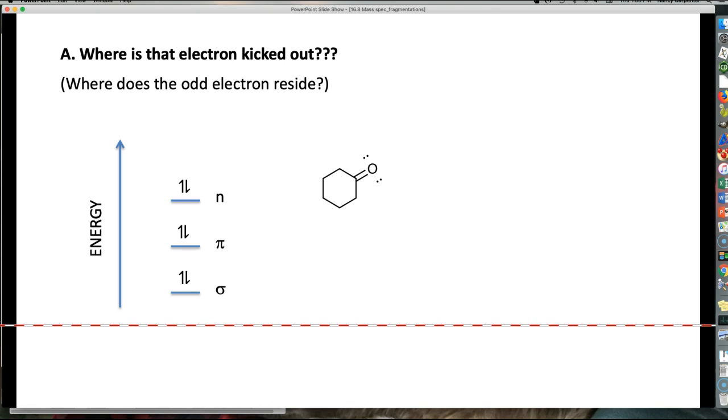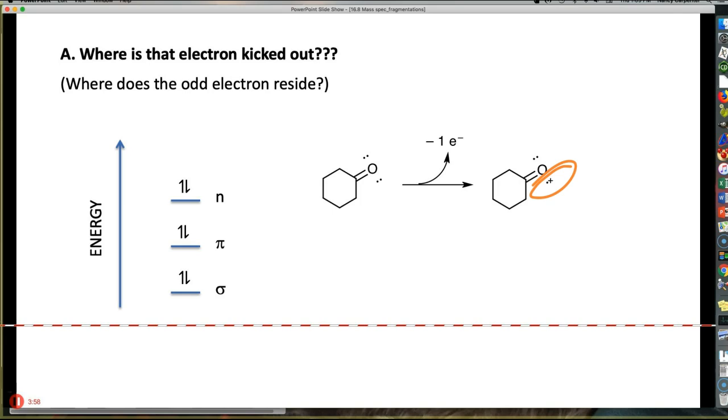So, if I think about cyclohexane and what the structure of the molecular ion might look like, I would envision that once I hit this with 70 electron volts, I will most likely lose an electron from one of the lone pairs, leaving, as you can see, an odd electron right there on the oxygen. Now, I have no idea if this is true. I cannot possibly look into the mass spec and see that little electron missing. But based on what I see in the spectrum and the analysis of the spectrum, it makes sense that that's where the odd electron is located.